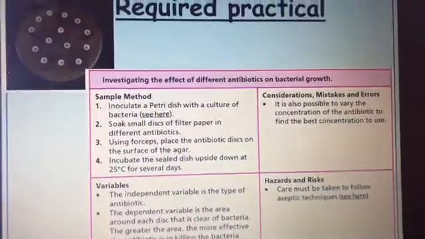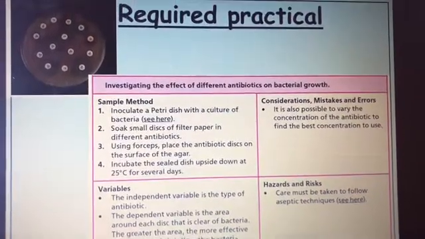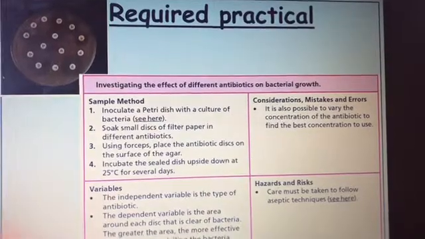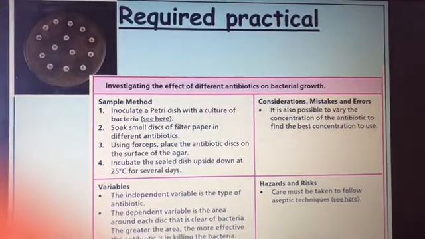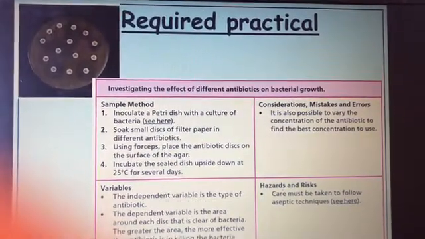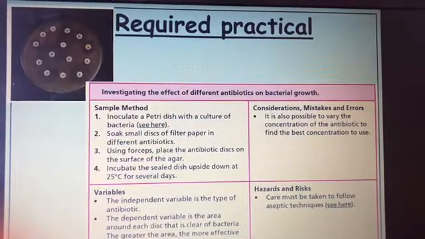So the independent variable, the thing you change, is the type of antibiotic disc. Dependent variable, the thing you measure, is the diameter of the clear area around the disc. And control variables would be things like same strain of bacteria, same volume of agar, incubate at the same temperature.